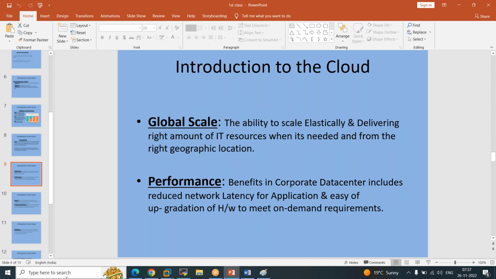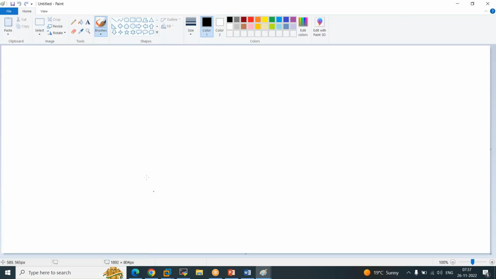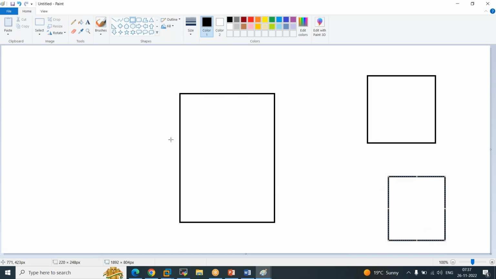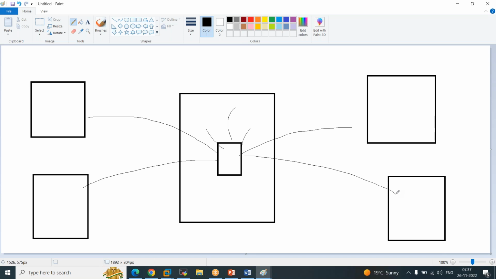Global scale. This is one of the biggest driving factors. As I discussed in the beginning, maintaining the data center is not an easy thing. They have to look after many things. So I'm doing my business in the US. I'm expanding my business to India, Australia, maybe Japan, maybe a different country. As long as I was in the US, my data centers were serving the purpose here. But when I expanded my business to different countries and continents, they fall short.